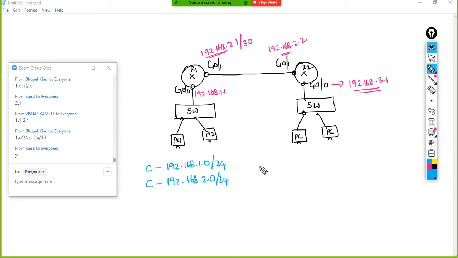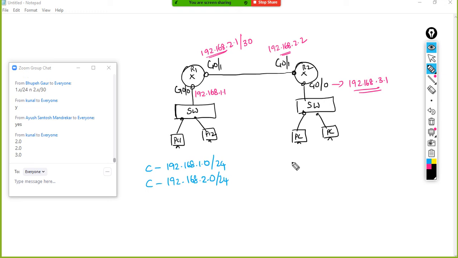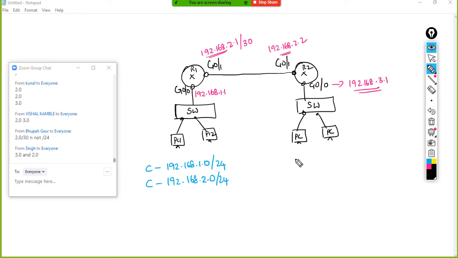Yep. Now let's go to the router 2 perspective. So for router 2 perspective, what are the connected networks, guys? Help me out, everybody. Everybody has to type for me there. Kunal, you are right. 2.0 and 3.0, right? Now you can say, oh, 2.0 is /30, right, guys? Thanks, man. Who typed that? Yeah, Bhupesh. Thank you, Bhupesh.